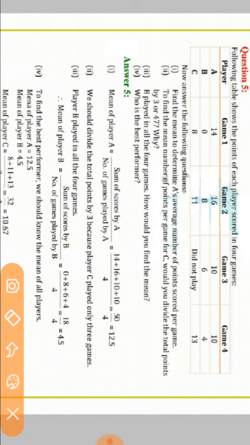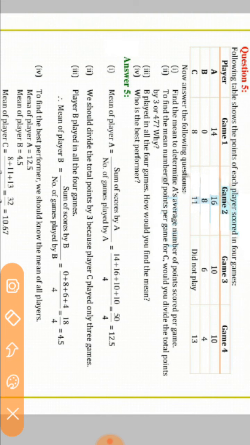How would you find the mean? Yes, total number of the scores divided by 4. Here, player B played in all the 4 games. Mean of B is the sum of the scores by B, that is 0, 8, 6, 4 divided by 4, that is 18 by 4, which is equal to 4.5 if you divide those.